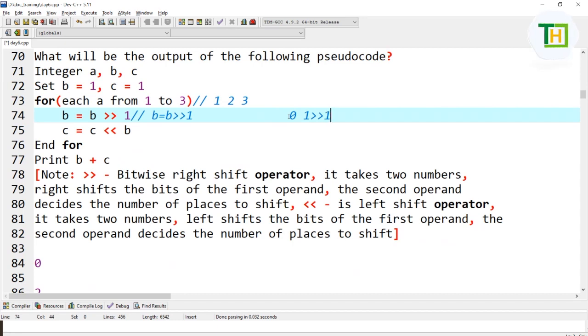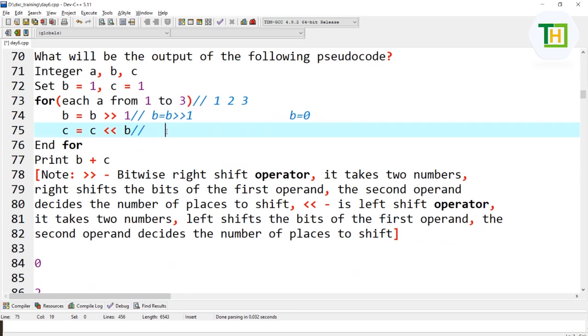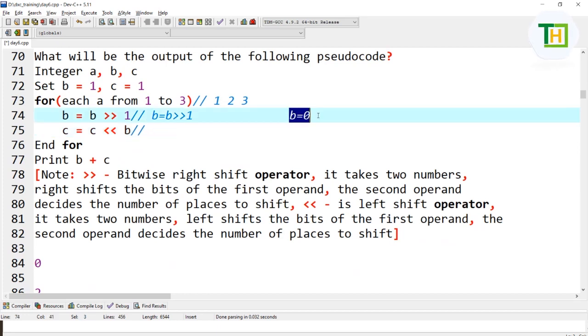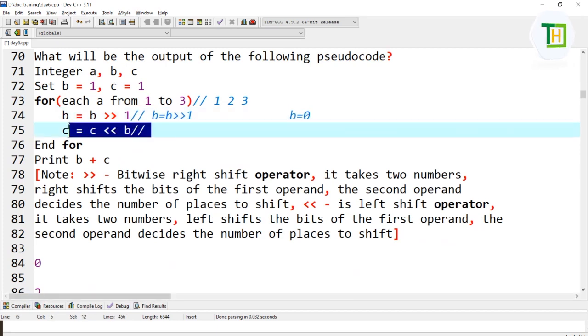Right shift of 1 means, as I already discussed, the right bit is going to be dropped and it becomes 0. And what is the decimal value of 0? B becomes 0 at this position. Then coming to the next line, C is equal to C left shift of B. How many bits is it going to shift? 0, right? That means there is no change in C here.